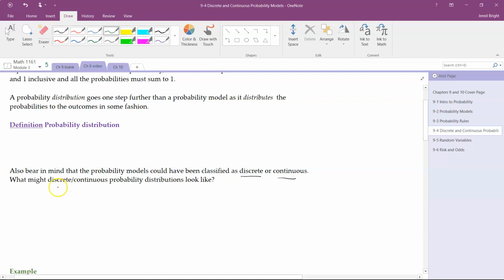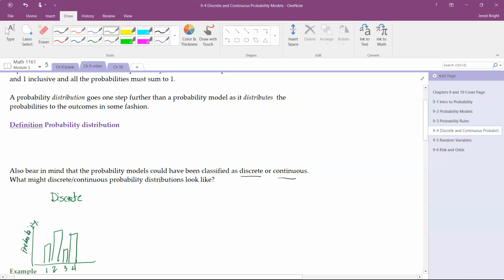Graphically, if you can remember what visualizations for discrete and continuous data look like, we would see for the discrete case something like a histogram popping up. So we would have something like this, this, this, and this. And then we would have outcome 1, 2, 3, 4, whatever it is, and then we would have the probability along the vertical axis.